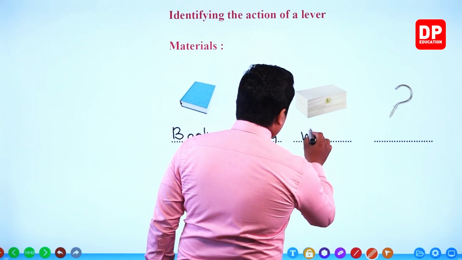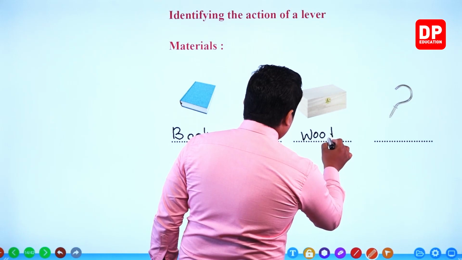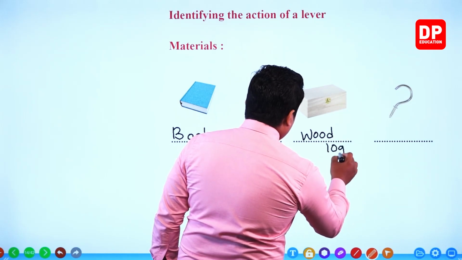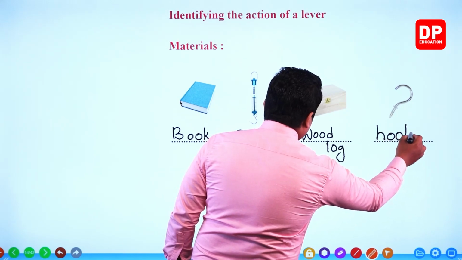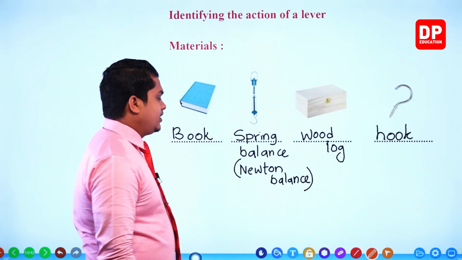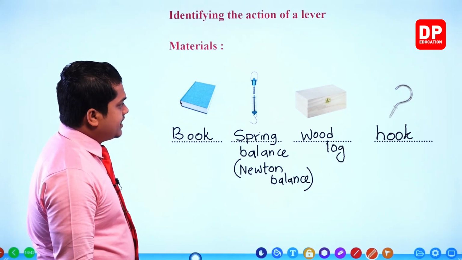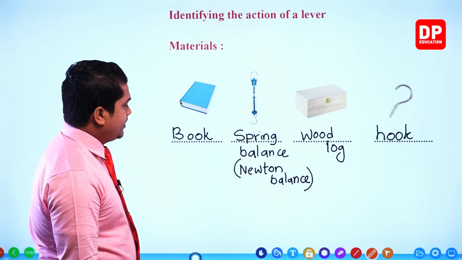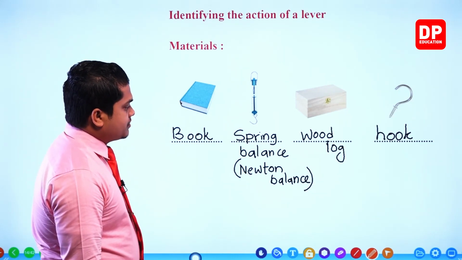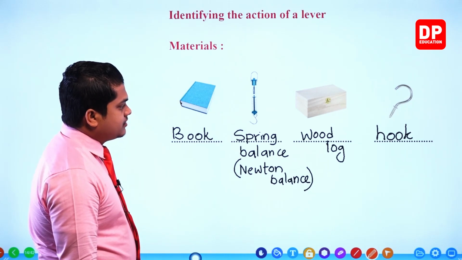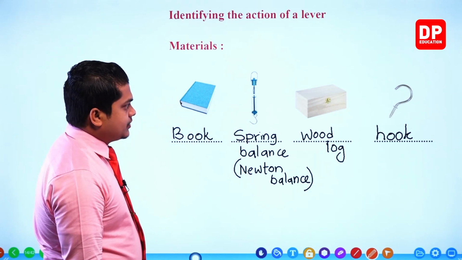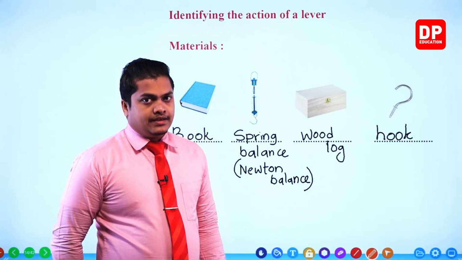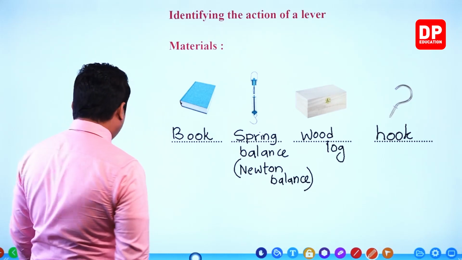Then a wood log, then a hook, right? So these are the materials that we need, my dear children. We need a book, a spring balance or else a Newton balance, a wood log and a hook. Okay, so these are the things that we need.